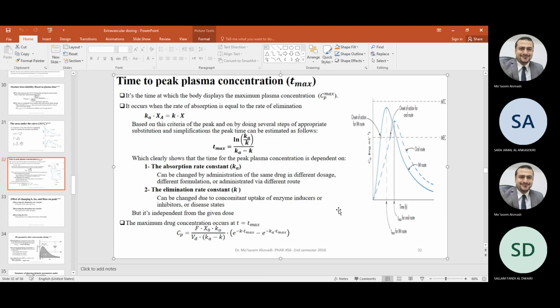Tamam? Any questions? Based on this graph here, which one has a faster absorption? The continuous line or the dashed line? Faster absorption. The continuous. Why? Because its Tmax is earlier. This is the Tmax 1, and this is the Tmax 2. So the continuous line has an earlier Tmax, which means it has a faster absorption compared to the dashed line. Okay? And these could be two different formulations, or two different dosage forms, or two different routes of administration for the same drug. Okay? Because all of these can modify the absorption rate constant. Tamam? Any questions now?